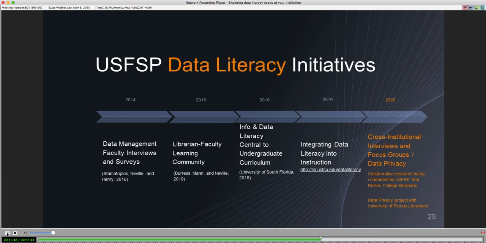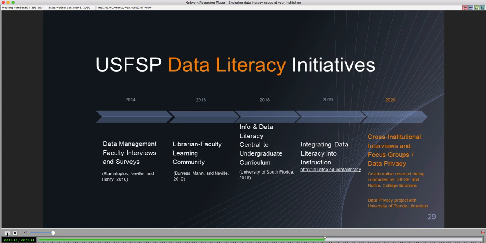And what we're looking at now is, how do faculty want librarians to support them with data literacy? I think a lot of faculty are unaware that librarians can even support data literacy. And so we are starting these interviews, and we're going to do a little bit of research and see what different smaller undergraduate serving institutions are looking for with data literacy.